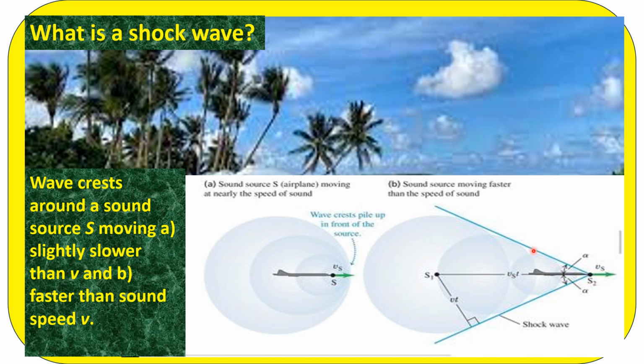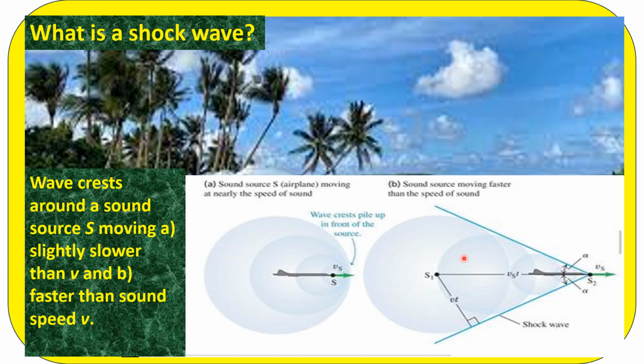And figure B shows a cross-section of what happens. As the airplane moves, it displaces the surrounding air and produces sound. A series of wave crests is emitted from the nose of the airplane. Each spreads out in a circle centered at the position of the airplane.